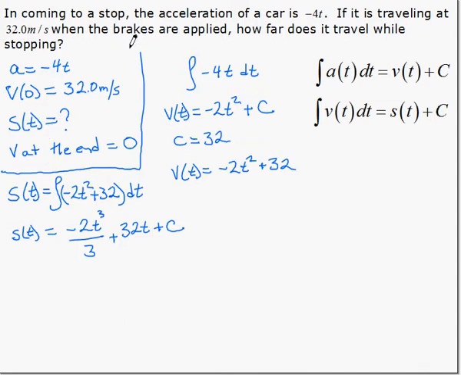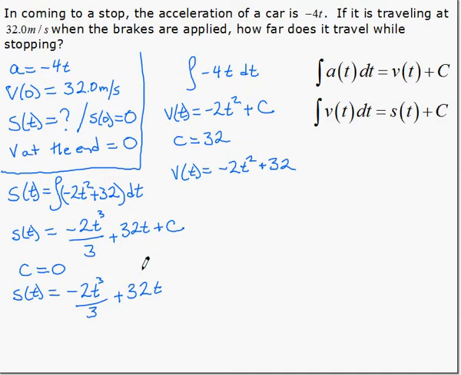We don't have any information about where the car started, but since the problem is beginning with the brakes being applied, we can set the initial position. So another piece of information here. The initial position can be 0. So at time 0, position is 0. That tells us that the c here is 0, so c equals 0. So s of t equals negative 2t cubed over 3 plus 32t.